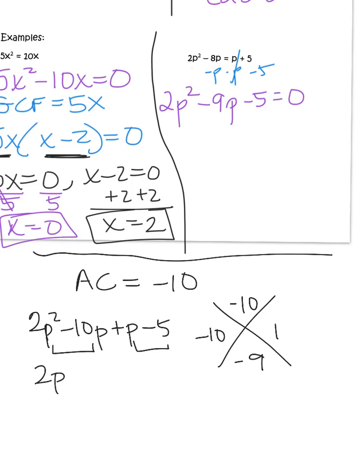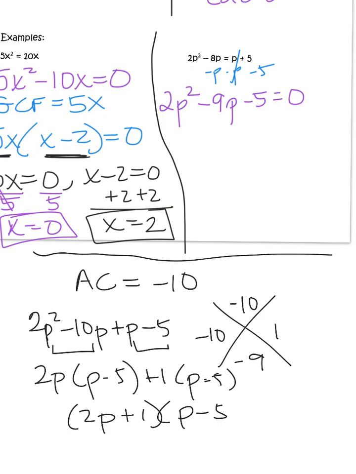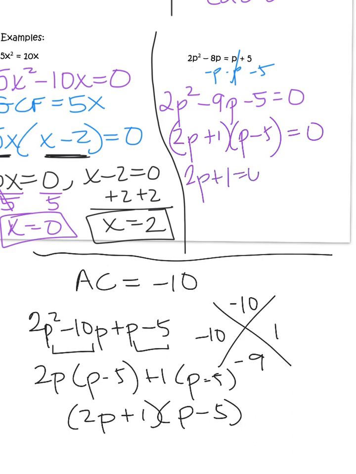So I'm going to pull out a 2p there and get p minus 5. And now the only thing I can pull out of that is a 1 and get p minus 5. So my factored form of this is 2p plus 1 times p minus 5. Alright, so now I'll come back up and put this back up here, now that I've done my factoring. 2p plus 1 times p minus 5 equals 0. Okay, because I'm solving this one. So now I'm going to set each factor to 0. There's first, and here's the second one.